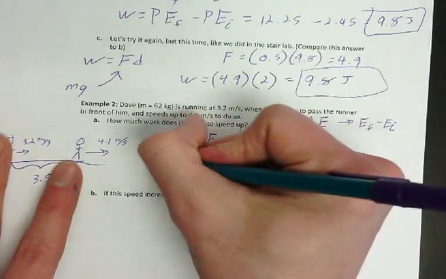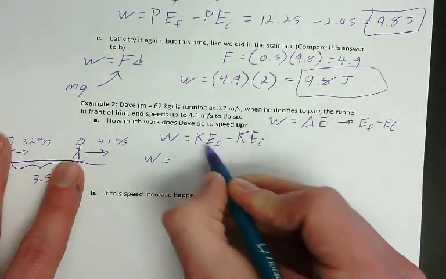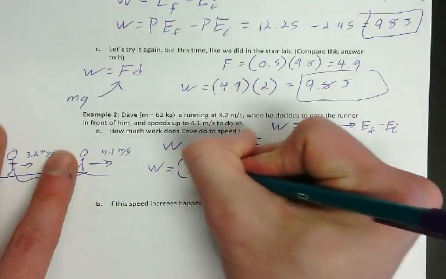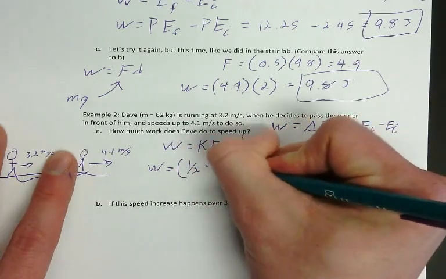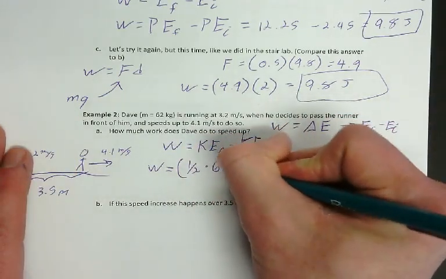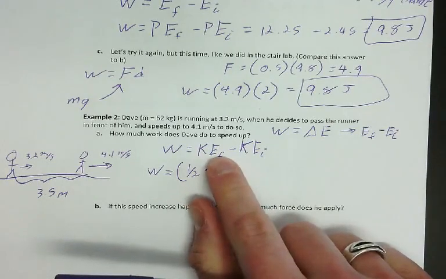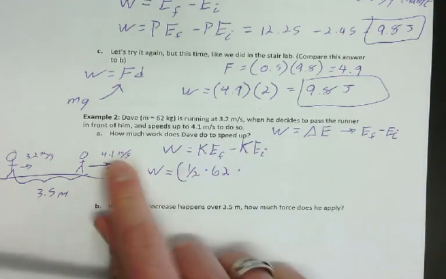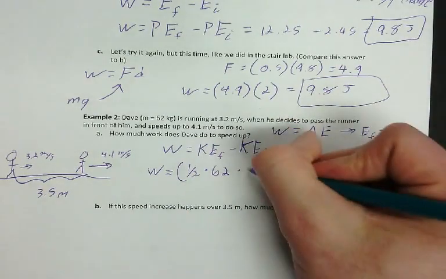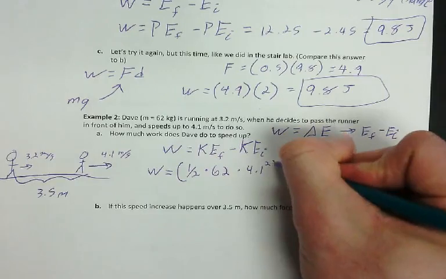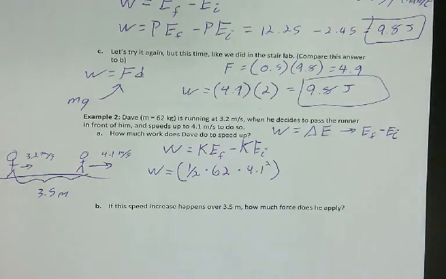So work is what I'm solving for. KE final. Kinetic energy is 1/2 mv squared. So I do 1/2 m v squared. Now the velocity I need is the velocity at the end. Final velocity, final kinetic energy. So I need the 4.1. How fast is he going at the end? So that's 4.1 squared. It's only the 4.1 squared. It's not the whole thing squared, just the 4.1.